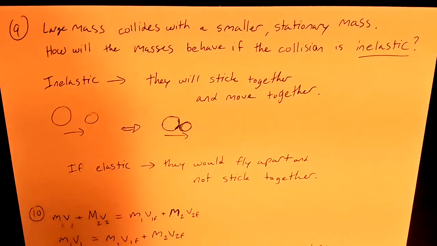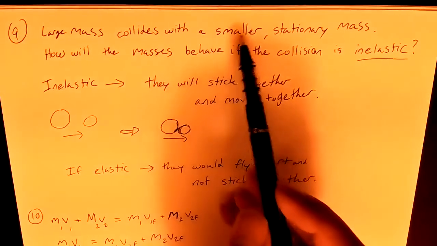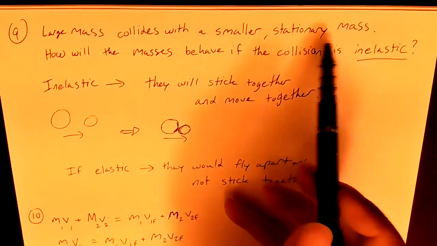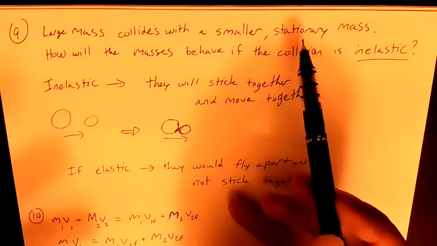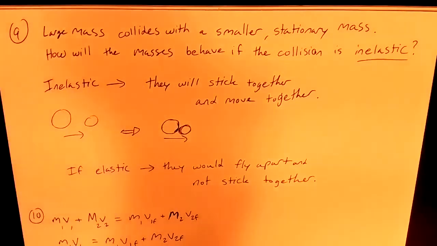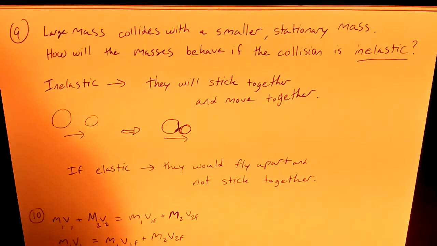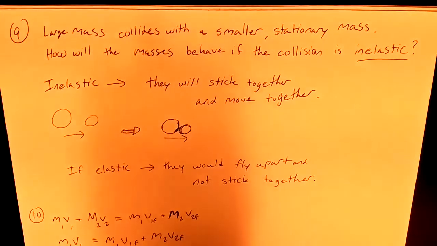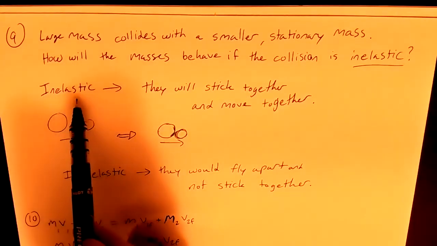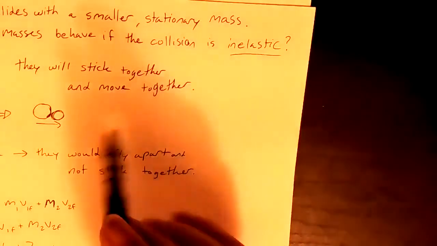So this one will be inelastic. We have a large mass colliding with a smaller stationary mass. Stationary means velocity is 0 initially. How will the masses behave if the collision is inelastic, meaning that the objects will not separate and they will actually be sticking together? Inelastic means they will stick together and move together, right?